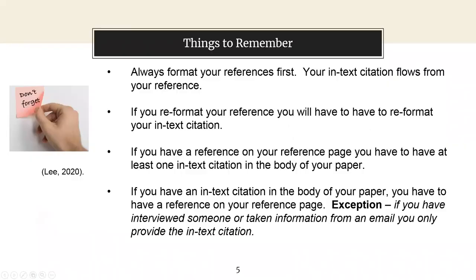Okay, so there are some things to remember when you're putting together information for your APA paper, for your references and in-text citations. The first thing is that you always want to format your references first, because as you'll see in a second, your in-text citations come directly from those references. So if you've got references there, you know how to put your in-text citation together, okay? Then the second thing is that if you reformat your reference, which you may think to yourself, well, I've got all this information, why would I ever have to reformat it? Well, part of it's because maybe you missed something the first time you looked at it. Maybe you missed the year of publication, or maybe you missed the author.